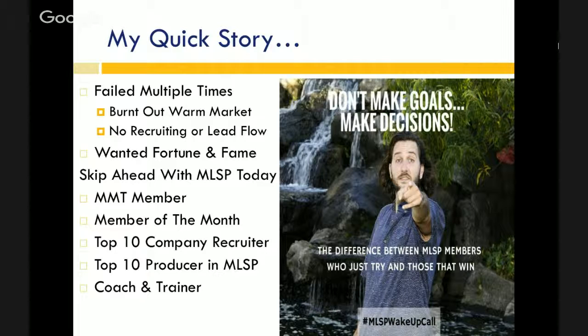I was really in the wrong space as well, because I wanted fortune and fame, and I just wanted to be on stage, and I didn't really care about helping people at that time. I was always like, what's in it for me? What's in it for me? Which is the absolute worst attitude that you can possibly have when really trying to serve people on the internet.